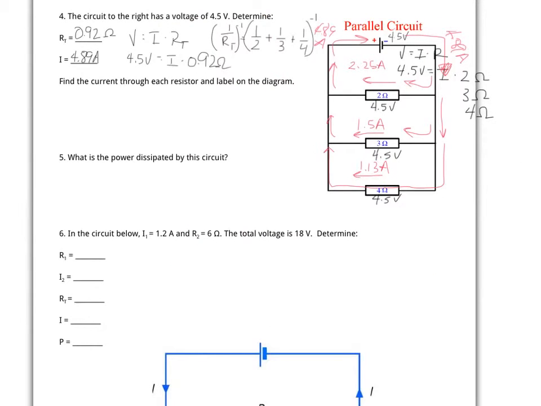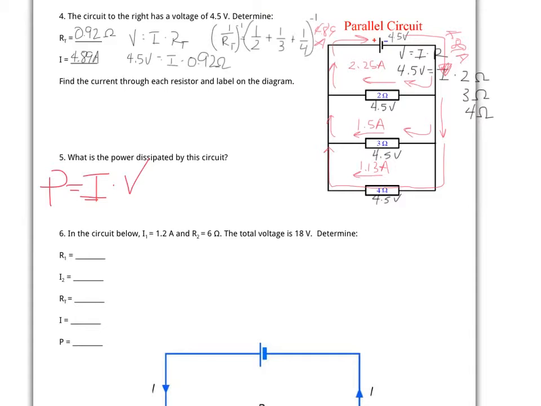Lastly, here we're asked to calculate the power dissipated by the circuit. This calculation is identical whether you're talking parallel or series, so there's nothing new here. It depends on which variables we want to use, how we want to calculate this, but we could certainly just do power equals current times voltage.